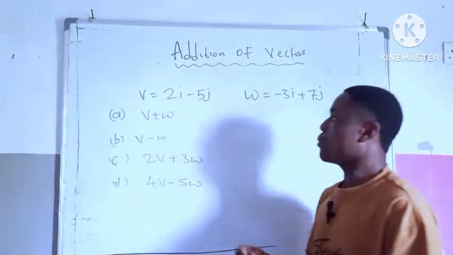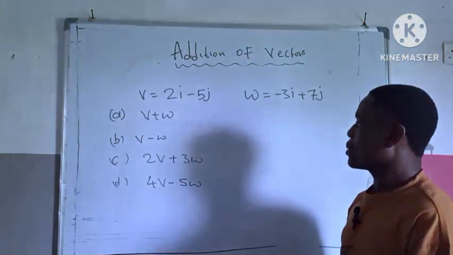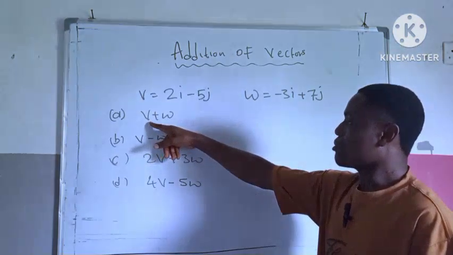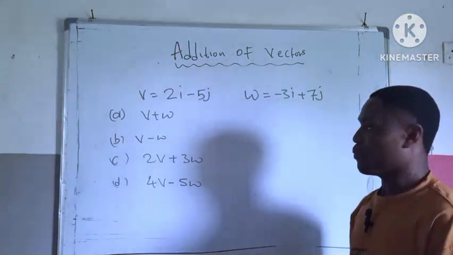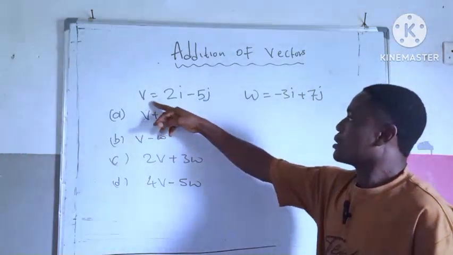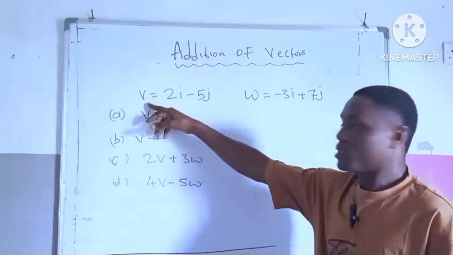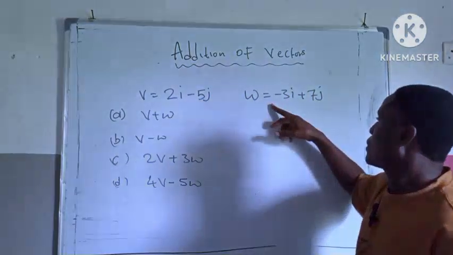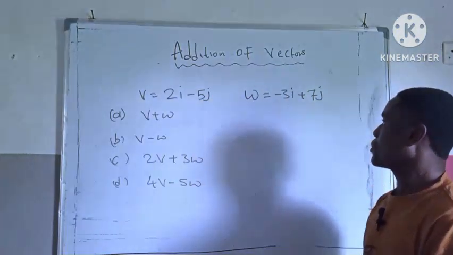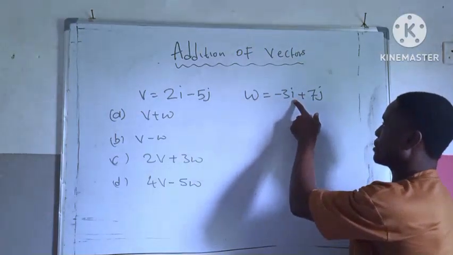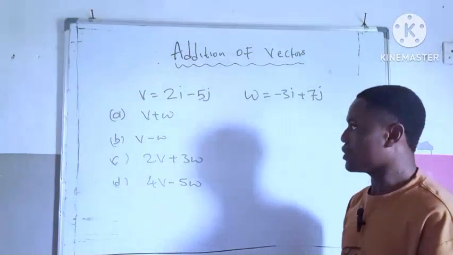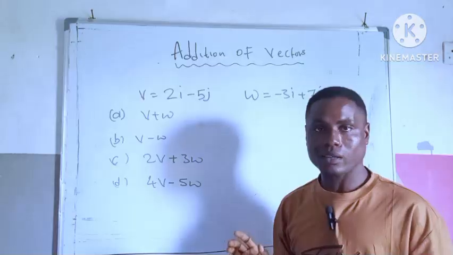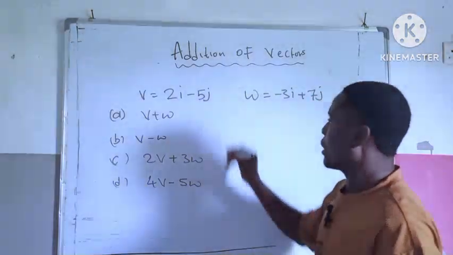So let's start from this one. We have to add v plus w. These are the values of v, 2i minus 5j, and these are the values of w, minus 3i plus 7j, and we are asked to add v and w together. So let's add.